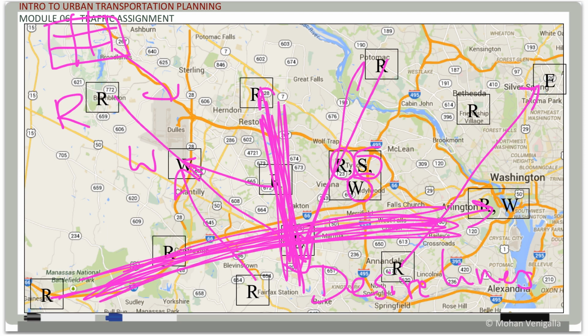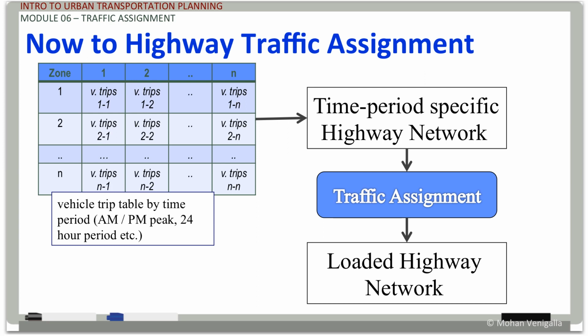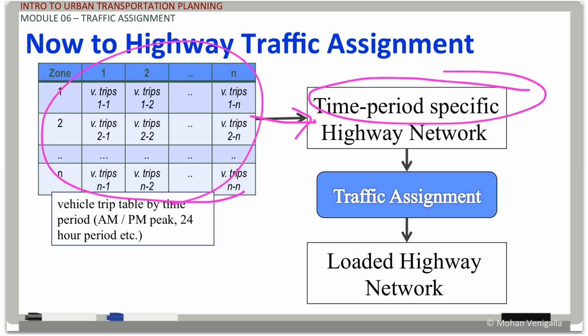So in this particular case, let's say 66, Route 50, and what else, Little River Turnpike. They're all together could be a corridor, right? So something like that. I'm actually digressing here. Now you get the picture. That is your trip matrix, and that is put in as an input to a time period specific highway network.